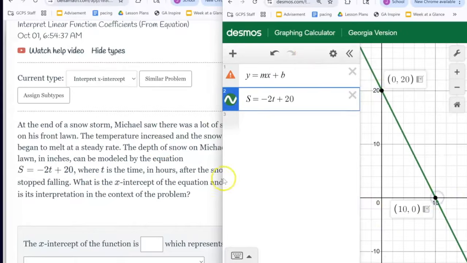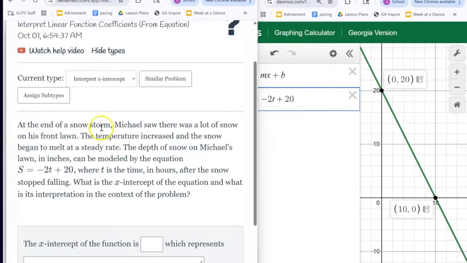This is the x-intercept. At the end of the snowstorm, Michael saw that there was a lot of snow on his front lawn. The temperature increased and the snow begins to melt at a steady rate. Okay, so what's the y-intercept? The amount of snow on the lawn. What's happening as time is passing? So as I increase my time, what's happening? The snow is melting. So eventually at 10, all the snow is melted.